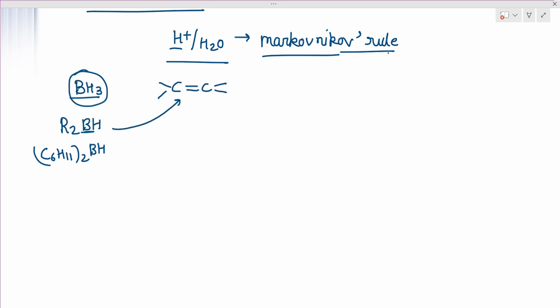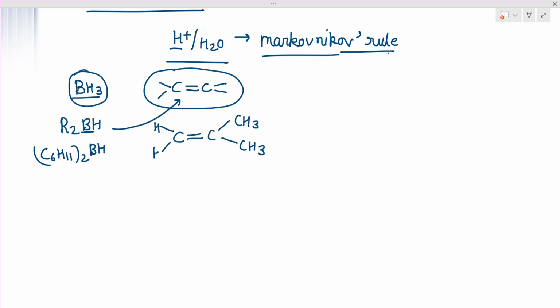Now these are added on this. Suppose this alkene is unsymmetrical. Suppose we are taking it like this, CH3, H, H. So this will be above the plane and this will be below the plane. When we are adding this R2BH, this will divide into two parts. One part is R2B and one part is hydrogen.